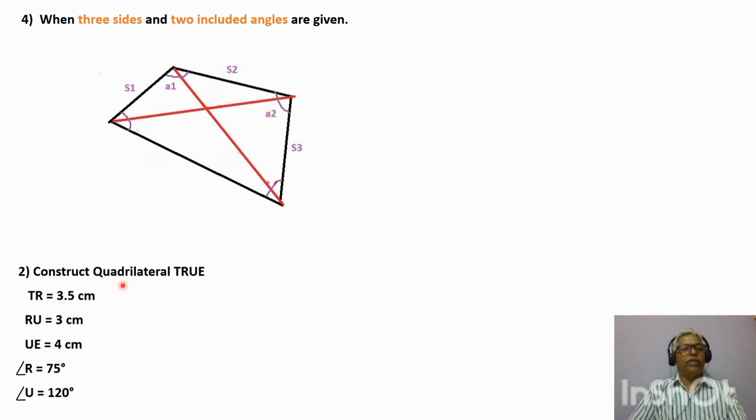Second construction under this, where three sides and two included angles are given: construct quadrilateral TRUE, where TR is equal to 3.5 centimeters, RU is equal to 3 centimeters, UE is equal to 4 centimeters, angle R will be 75 degrees and angle U will be 120 degrees. We will copy this on the paper, draw a rough sketch as usual and proceed.